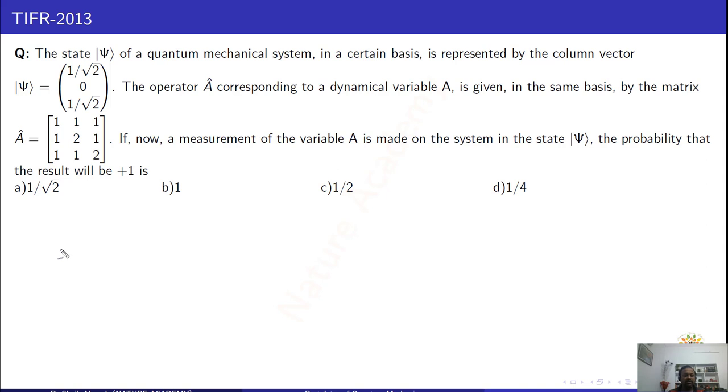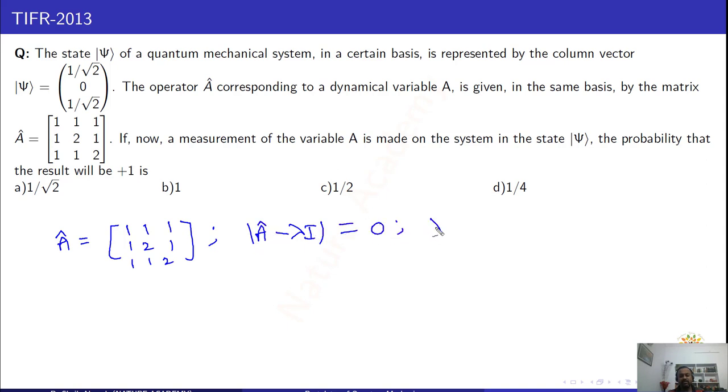So here, first of all, you have to find the eigenvalues of this matrix A, that is 1 1 1, 1 2 1 and 1 1 2. How will you find the eigenvalues of this matrix? There is a characteristic equation. You should find the determinant of the characteristic equation and make it 0. Then you will get three eigenvalues, lambda 1, lambda 2, lambda 3. So out of these three values, you will be getting one eigenvalue plus 1.